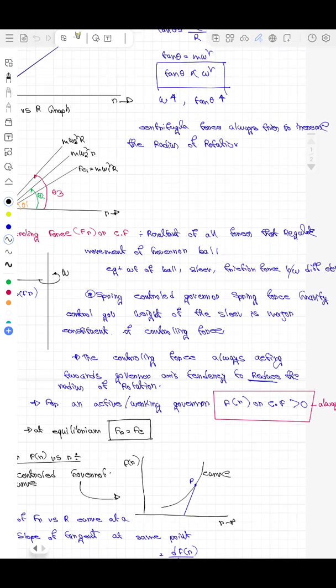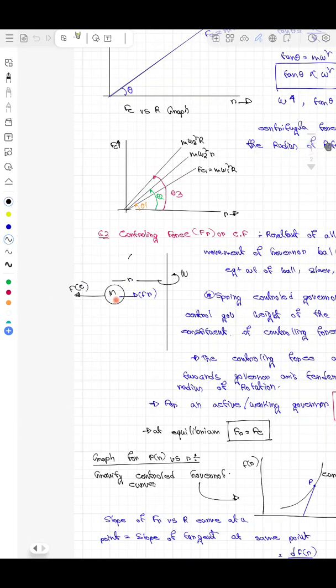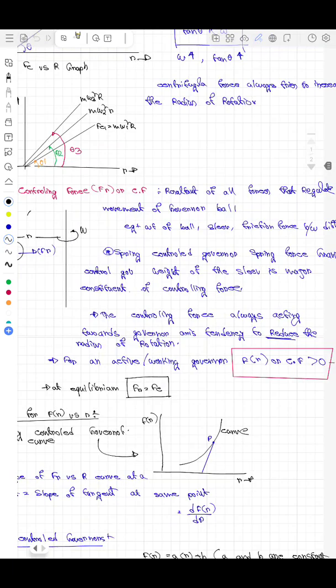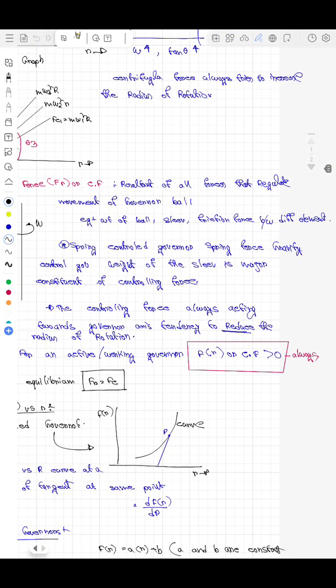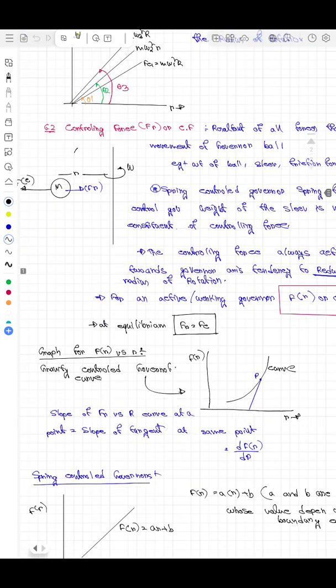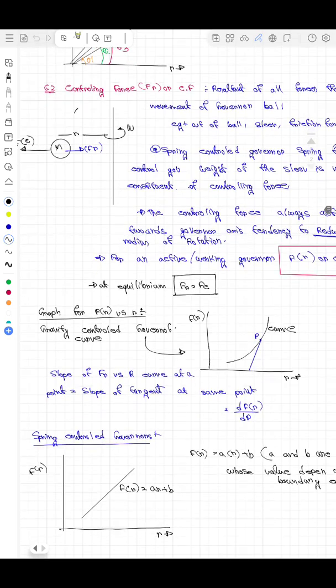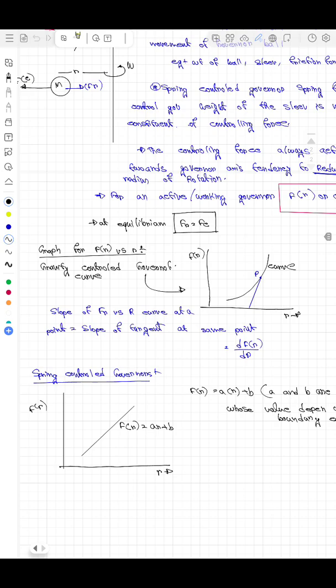The controlling force is always acting towards the governor axis. You can see it is acting towards the governor axis. So Fc is always greater than 0. And at equilibrium, Fr equal to Fc, that is a single point. Graph of Fr versus r: the slope of Fr versus r is dFr by dr.